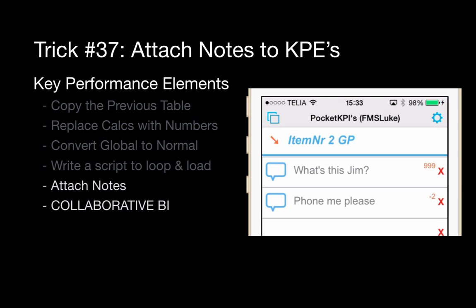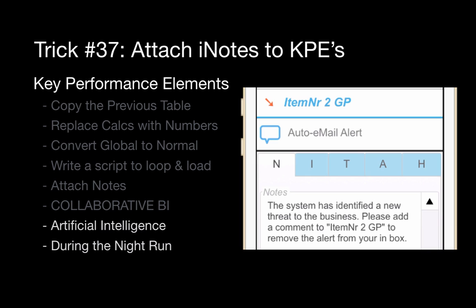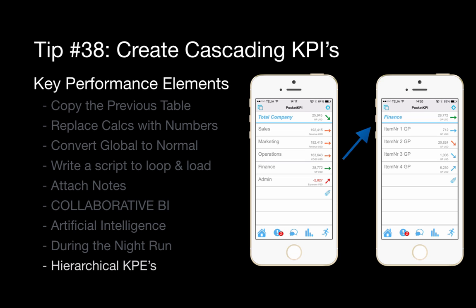If you do this, you have these objects now, or records in your database that you can attach notes to, and you can use it for collaboration. More importantly, you can run that night script, which identifies threats automatically and attaches them to KPE. So you've got this kind of artificial intelligence where you could perhaps have once a day a note going out saying, the system identified a new threat to the business. Please add a comment to item number 2 to remove this alert from your inbox. So this is not only automating the data, it's also automating your processes.